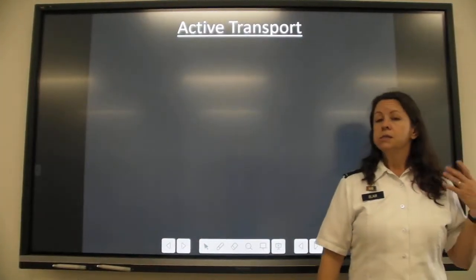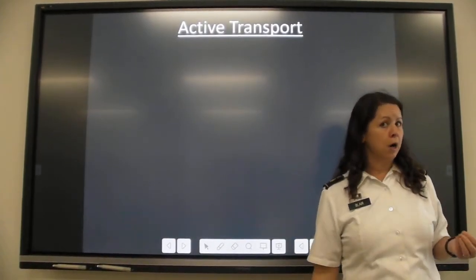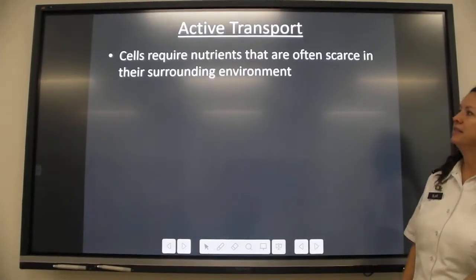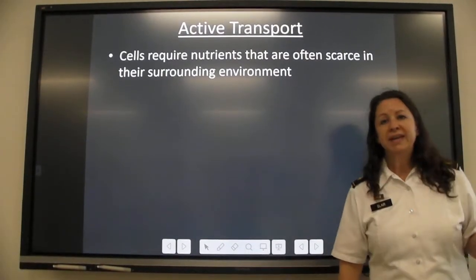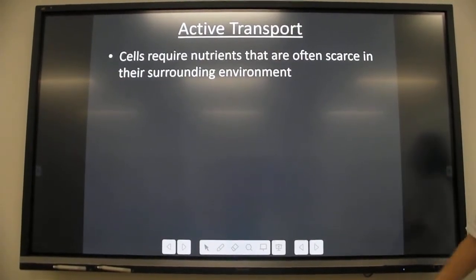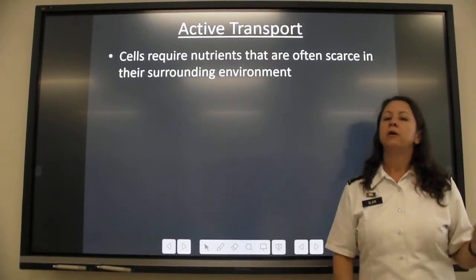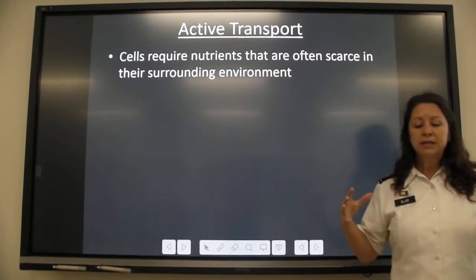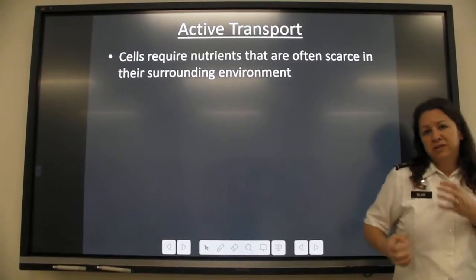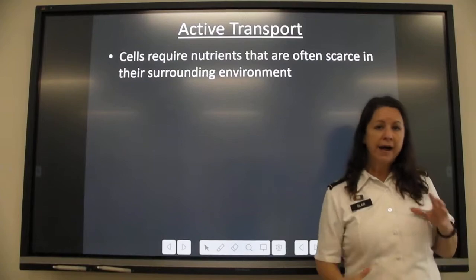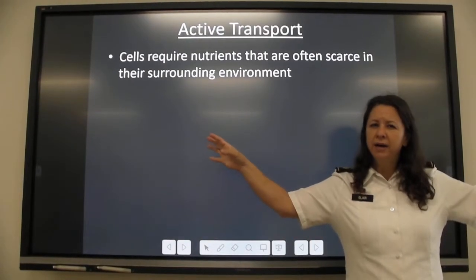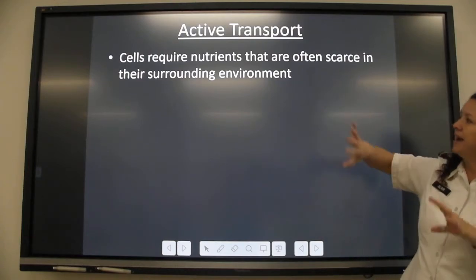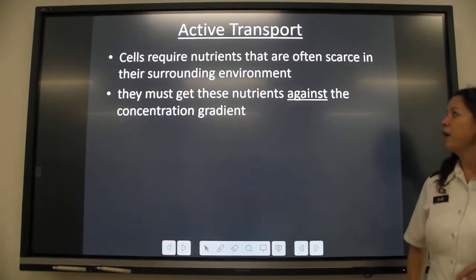Now, sometimes cells have to do some work to get the materials that they need in or out, and that's called active transport. The reason we need active transport is that cells require nutrients that are often scarce in their surroundings. The cells like to pack in vitamins and minerals so that they have them when they need them. There's not much of them out here, and there's already a lot of them in here, so it's scarce in their surroundings. And so they have to go get it.